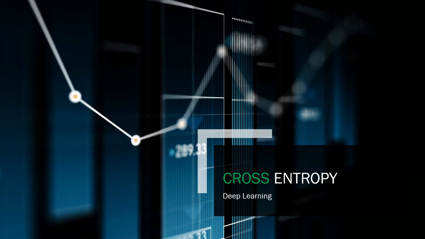Today we are going to talk about an important topic in deep learning, that is cross entropy. Cross entropy is a commonly used loss function in machine learning, particularly in classification tasks. It measures the difference between the predicted probability distribution and the actual probability distribution of the target variable.